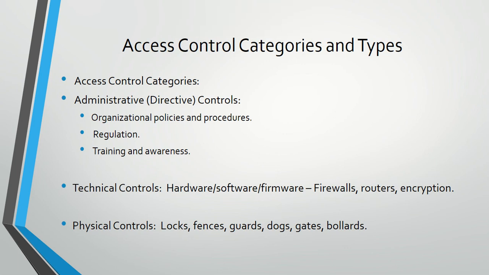Hi viewers, in this video we'll talk about access control categories and types. There are three access control categories: administrative, technical and physical.